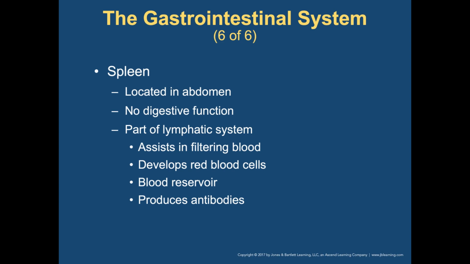It assists with filtration of the blood and the development of red blood cells, and serves as a blood reservoir. So, yeah, we can put some there. If your spleen ruptures, you can bleed out internally. So it's important that we get that fixed. If they start having issues, they can remove them. And then it produces antibodies.